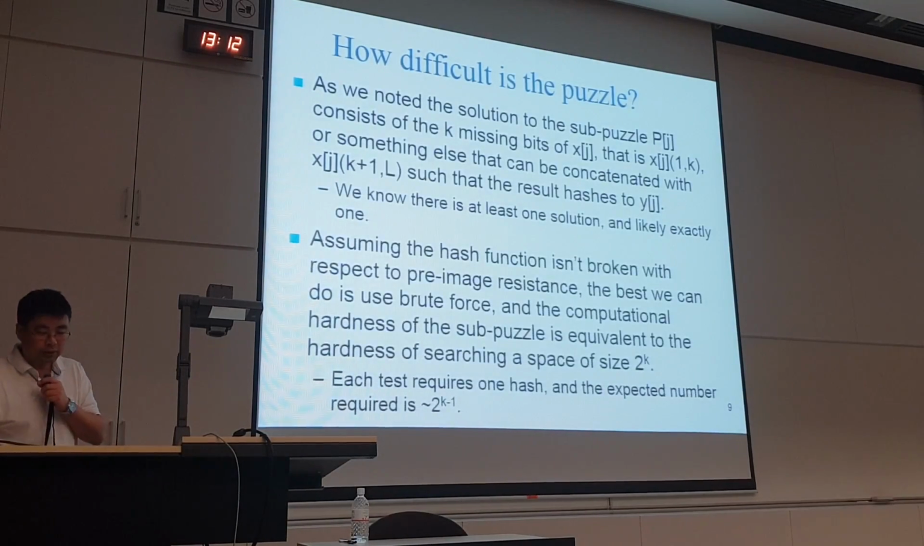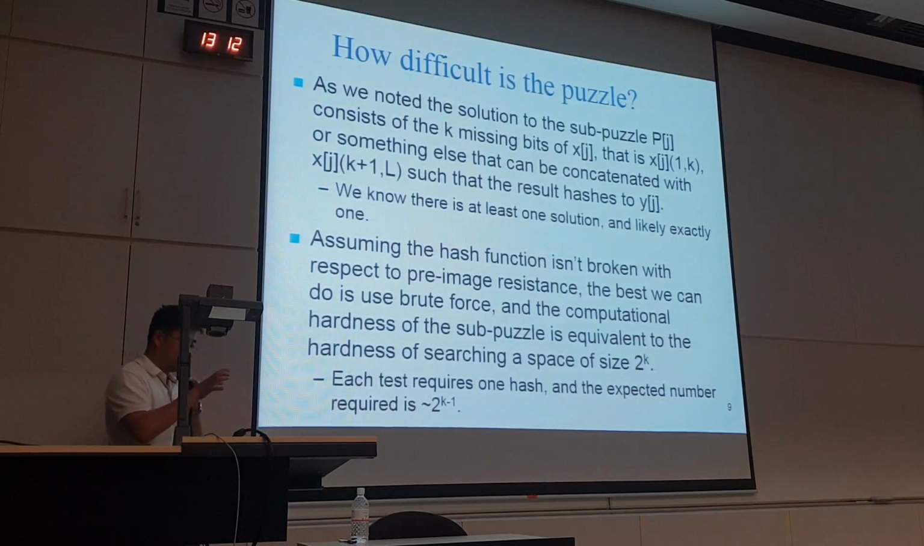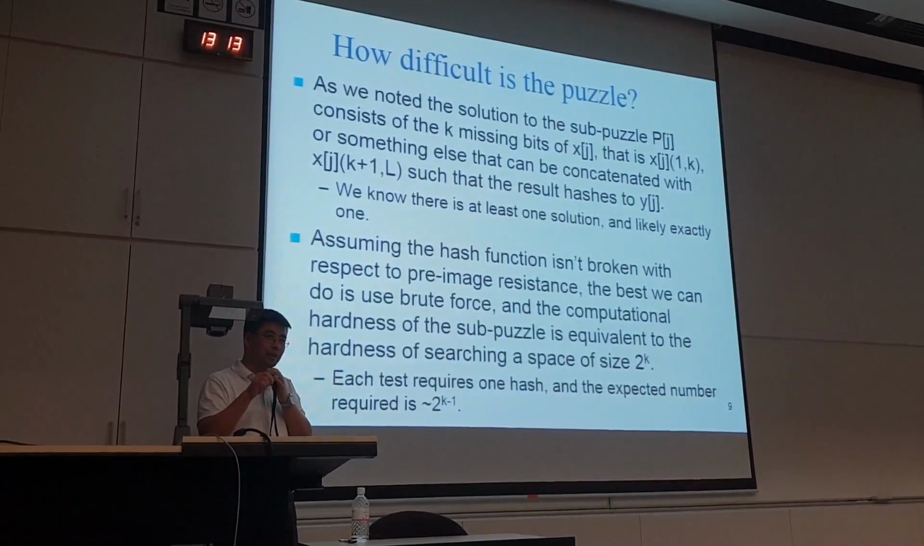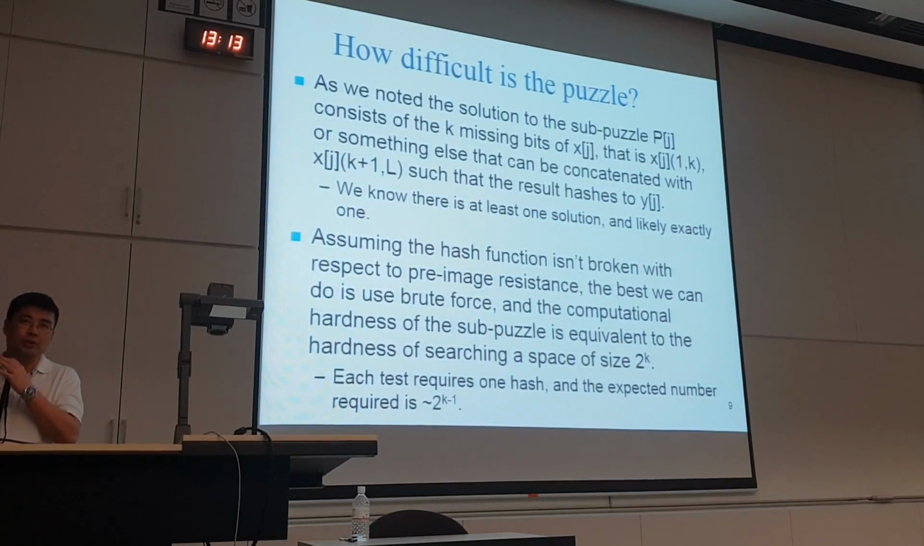So in general, how difficult is the client puzzle? The difficulty depends on the value of K. If you have only one bit missing, that means you give the remaining L minus 1 bits plus the Y, and in the worst case, you only need to try twice, because you only need to brute force two possibilities, either 0 or 1. But if you have 2 bits missing, in the worst case you need to try 4 times, because that's 2 to the power of 2. If you have 3 bits missing, you need to try 2 to the power of 3 times in the worst case.